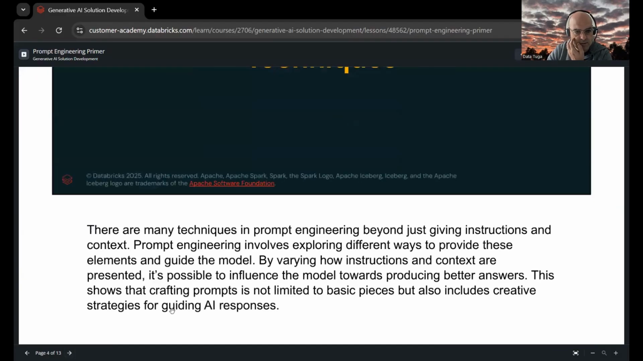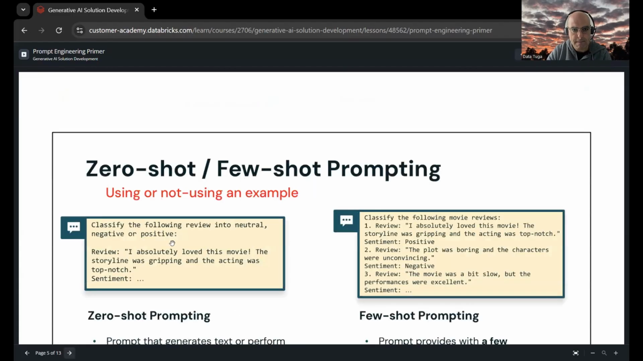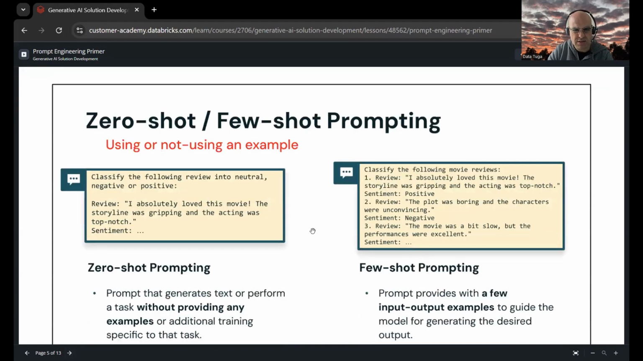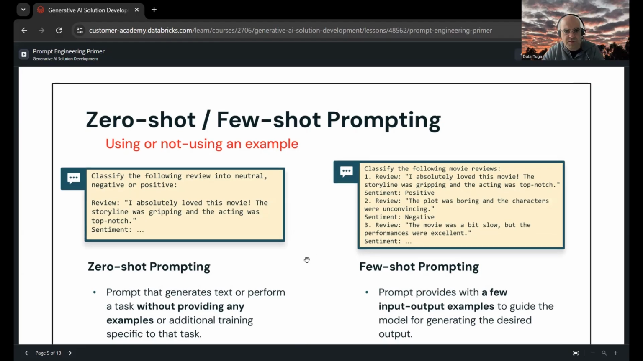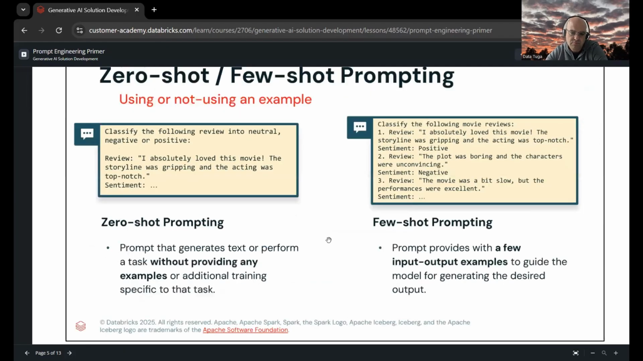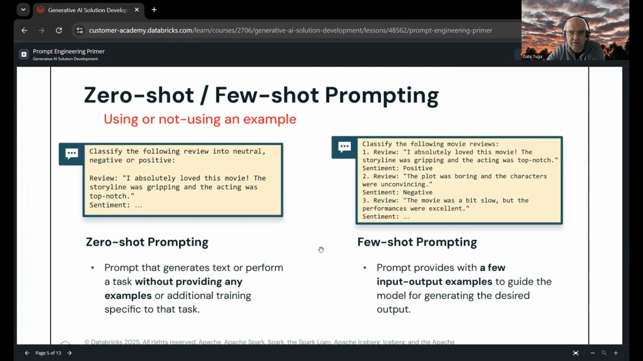Some techniques, many techniques. Zero shot, kind of weird. Zero shot, like no information. Prompt the model to generate text or perform a task without providing any example. Probably the LLM will not work so well in this, but okay. I like this one: few shots, at least some shots, providing a few inputs to guide the model.